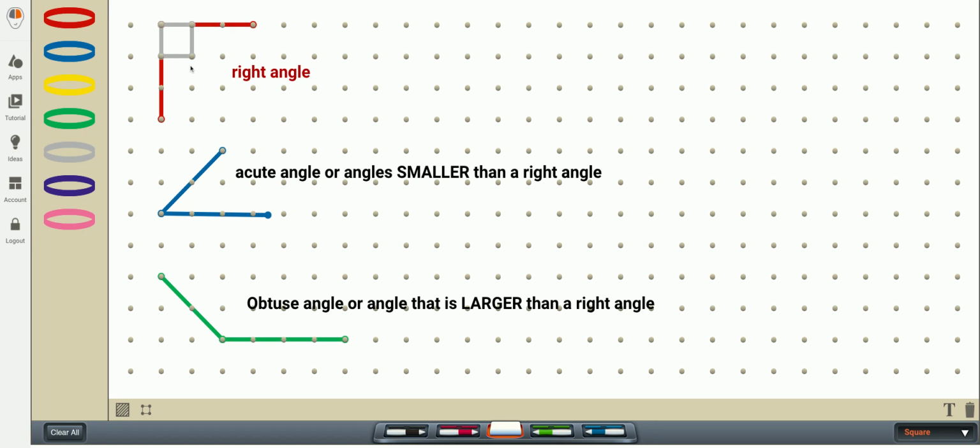Here is an example of a right triangle. I can put this square right in the angle and it covers the red. That way I know it's a right angle. If I take that same square and put it here, I notice this angle is smaller than that, so that's an acute angle. If I put my square here, my angle goes larger than that, so I know it is larger than a right angle. It's called an obtuse angle.